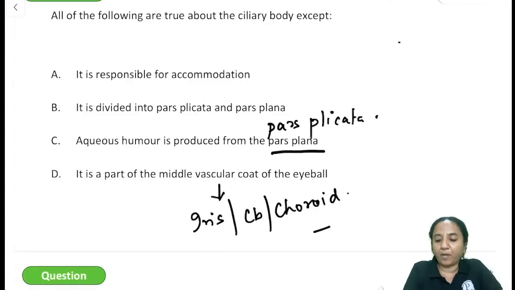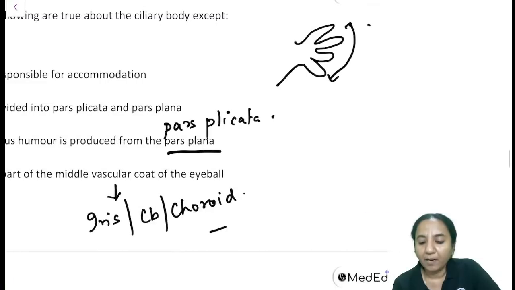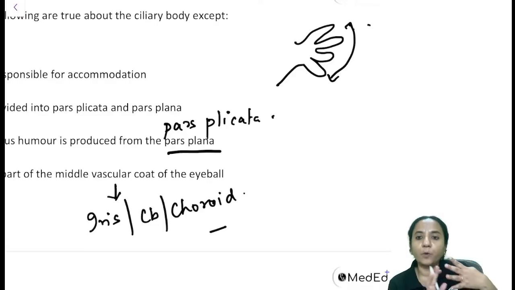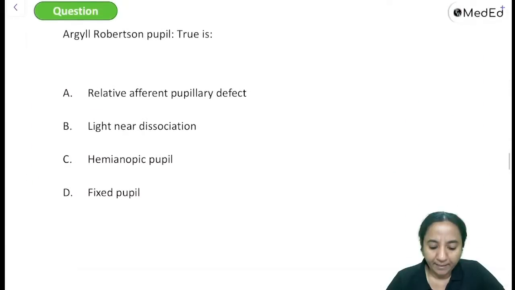Actually, the anterior part of the ciliary body has these projections. These projections are responsible for the formation of aqueous humor. So these are called your ciliary processes, and the ciliary processes are a part of the pars plicatum. So aqueous humor is not produced from the pars plana, it is produced from the pars plicatum. Simple question. Let's move on to the next question.